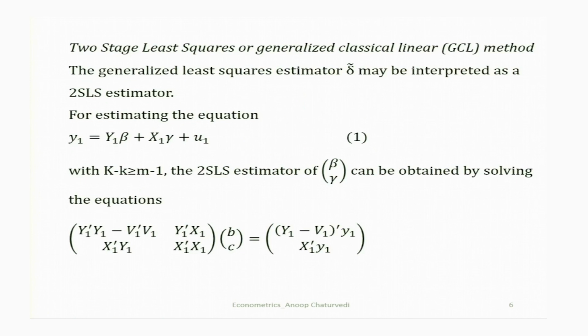So, this is how we get the two stage least square estimator. In the first stage, we are obtaining the predicted value of y 1. In the second stage, we are replacing y 1 by its predicted value, and then we are applying the least square procedure, and then we get the final estimator.